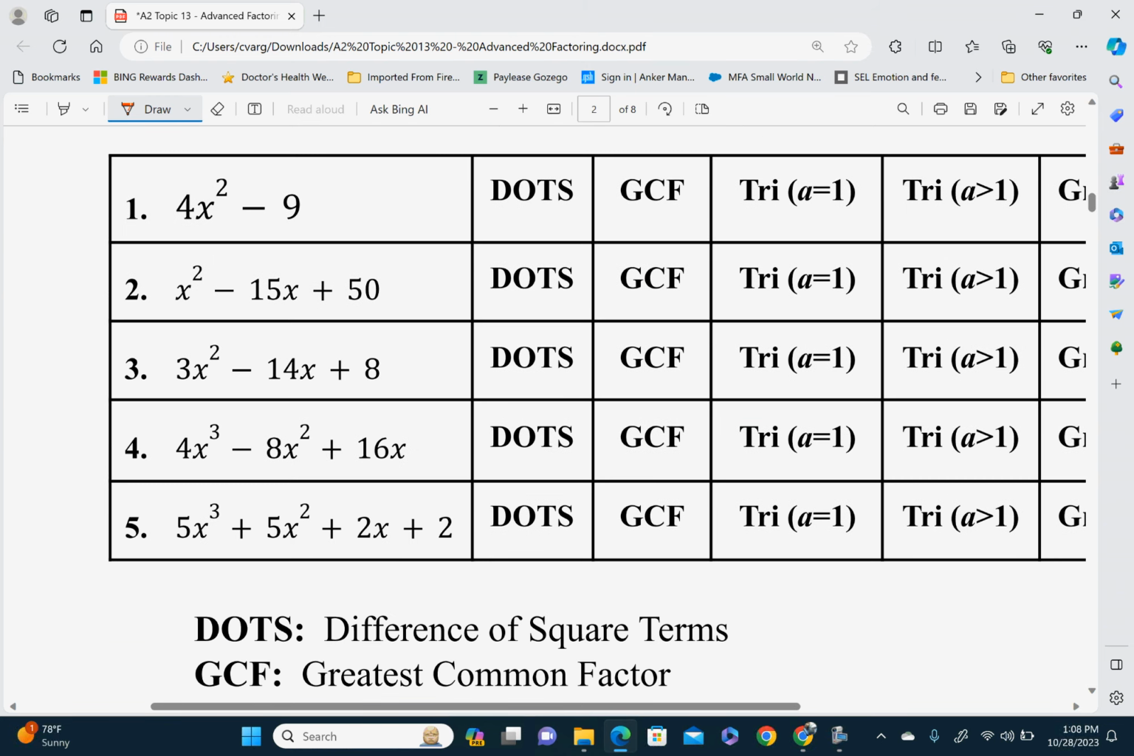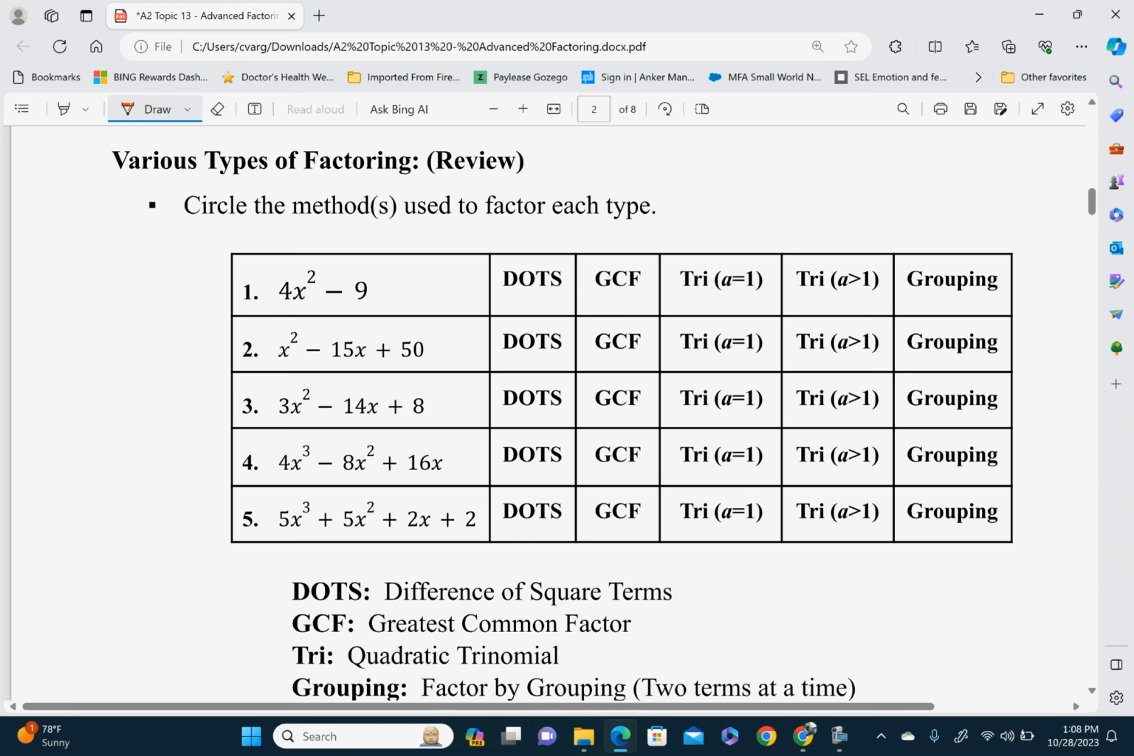This is just to kind of help you. So this stands for difference of, oh, my doggy. Yeah, so this one right here is perfect squares. So difference of square terms. Okay, this one right here is factoring with a trinomial with a equals 1. Number in front is a 1. This one right here is still a trinomial, but the a is greater than 1.